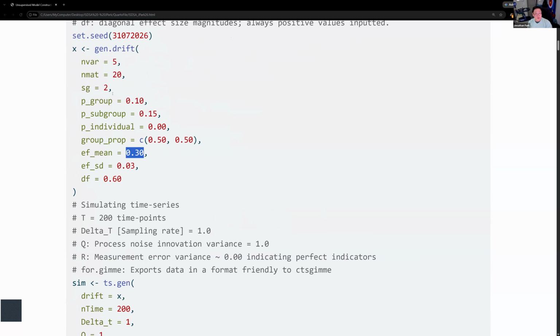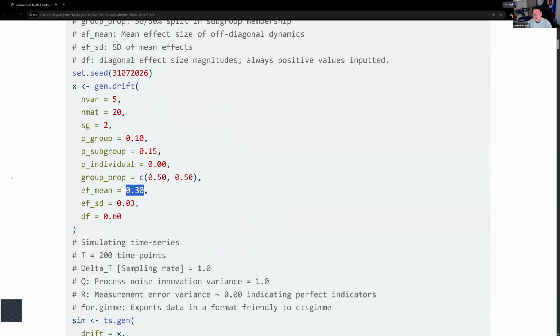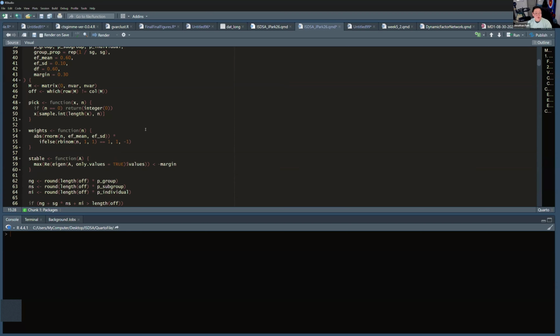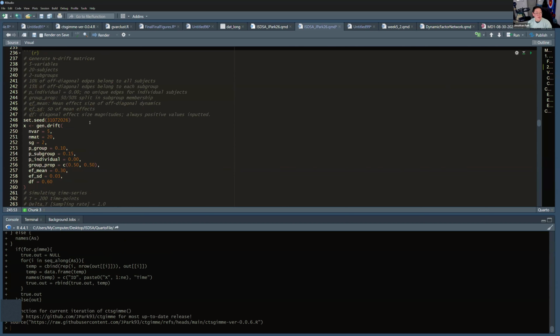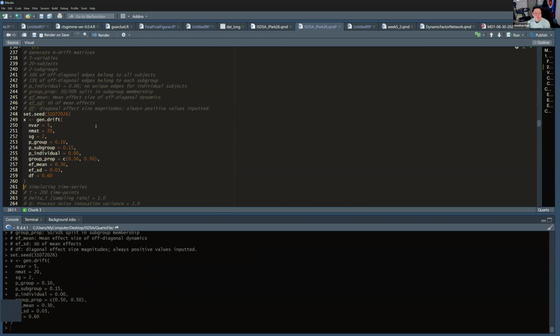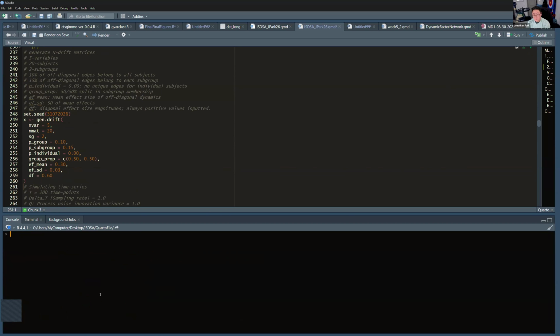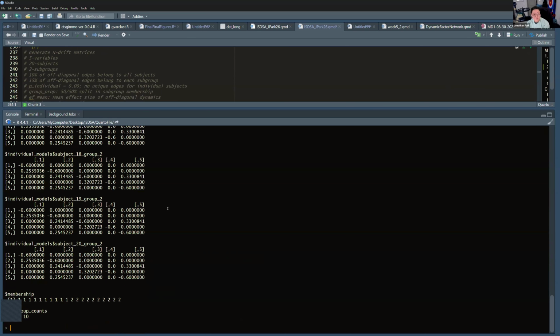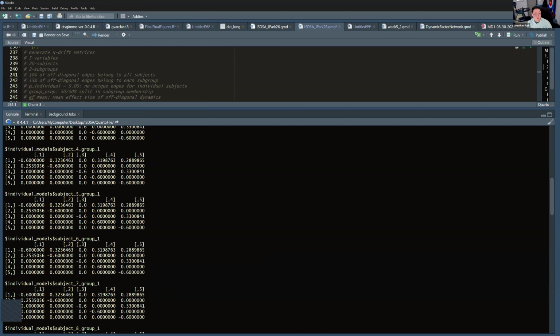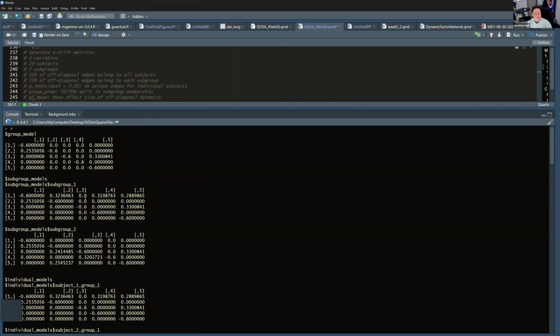So once we run this function, we should get a set of drift matrices. I'm actually going to run this code up to this point, and then we will run x, and then we can evaluate x. I realize this might be small for people. Oh no, I can't zoom in. Please just get really close to your computer screens. You get output of the group level structure.